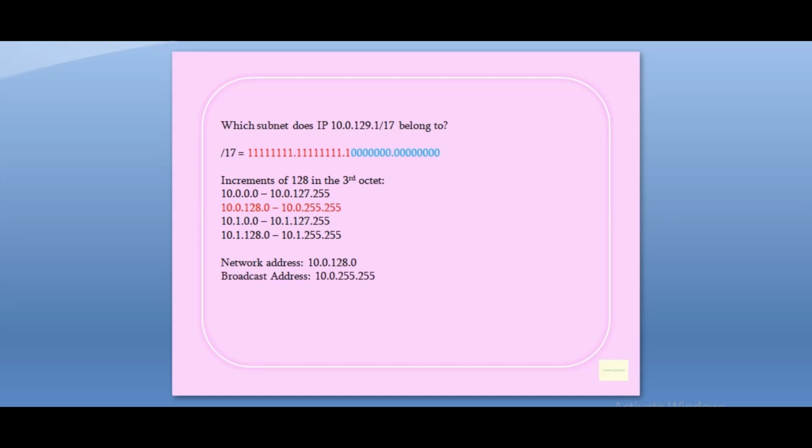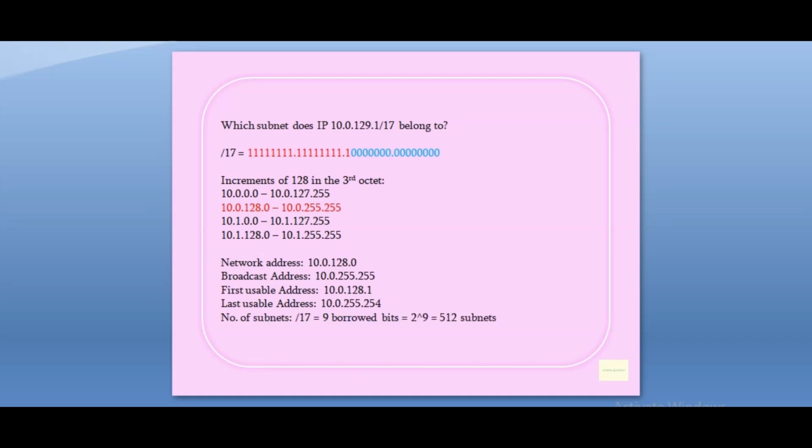The network address for this subnet is 10.0.128.0. The broadcast address is 10.0.255.255. The first usable address is the network address plus 1, which gives us 10.0.128.1. The last usable address is the broadcast address minus 1, which gives us 10.0.255.254. And how many subnets can we make?